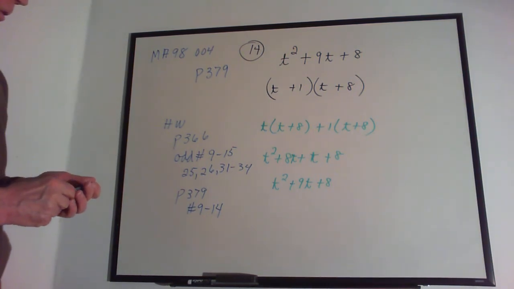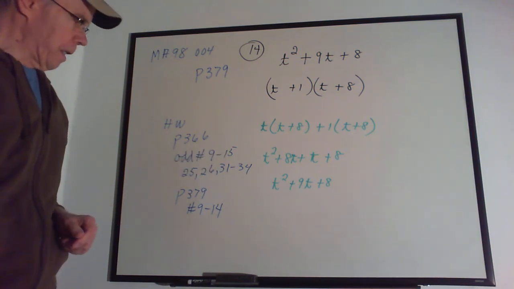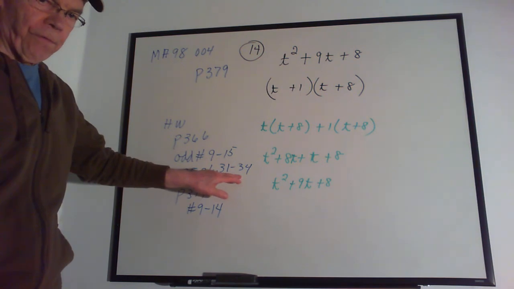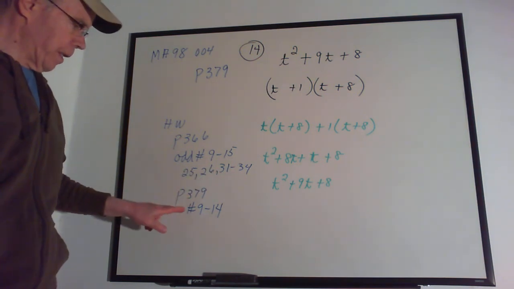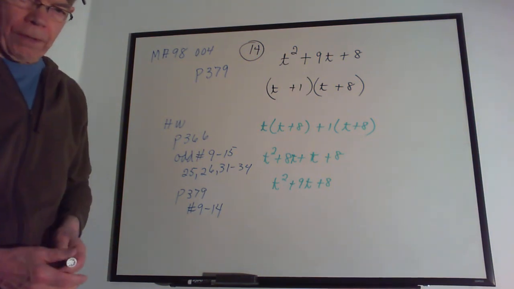All right, your homework is page 366, odd numbers 9 through 15, the numbers 25, 26, and 31 through 34. Page 379, numbers 9 through 14. So it's 9, 10, 11, 12, 13, 14.